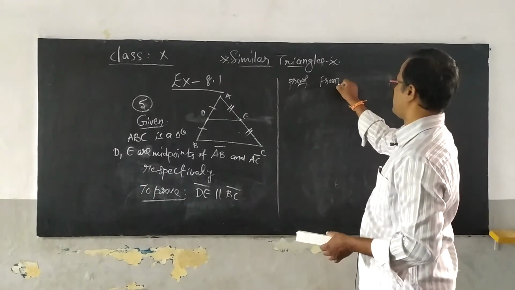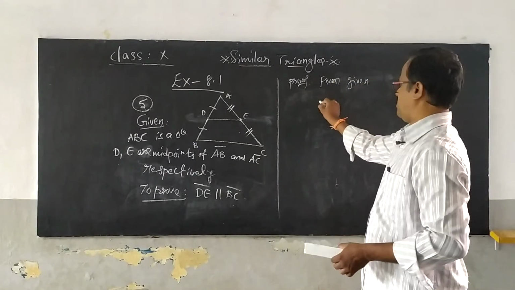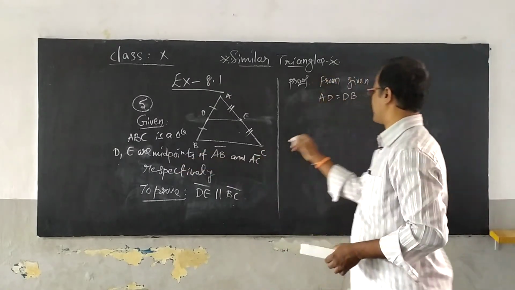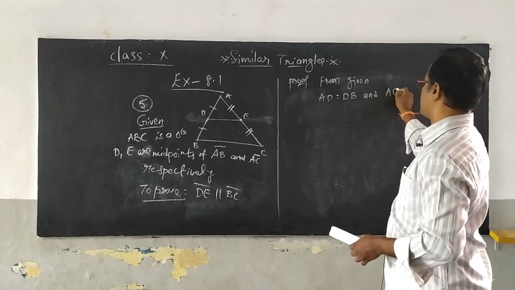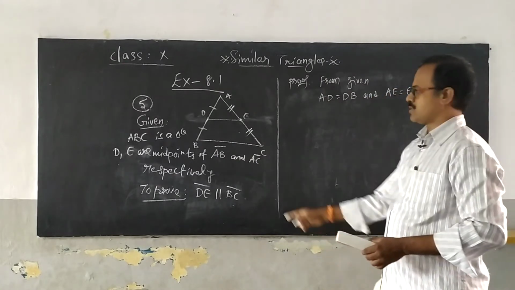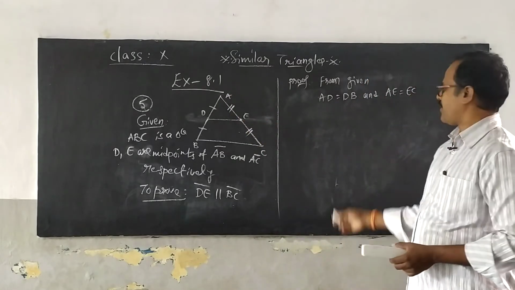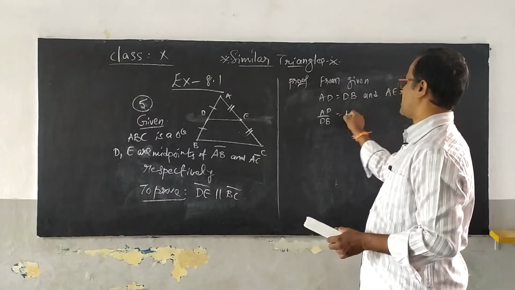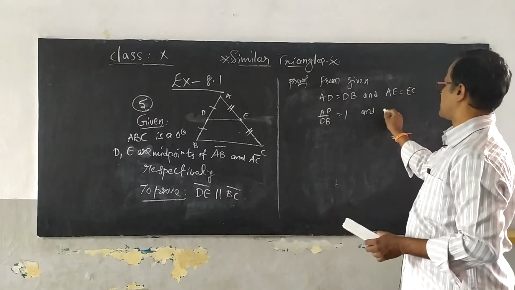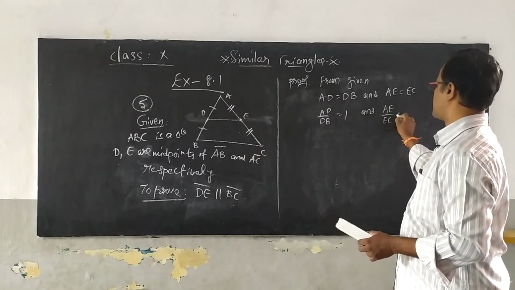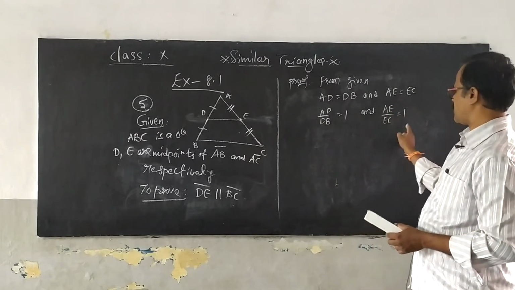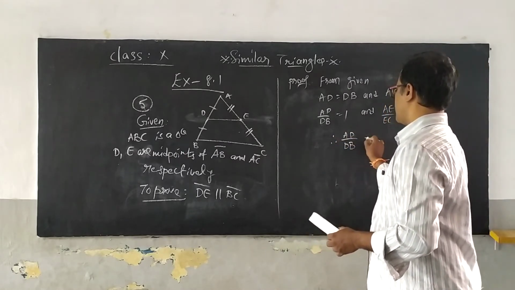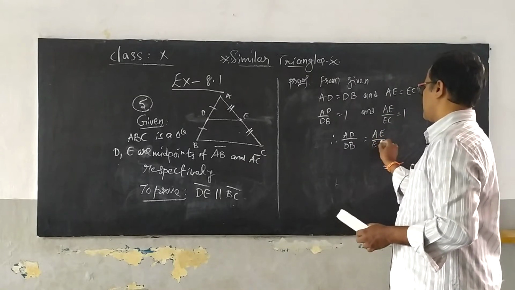So, from given, AD is equal to DB because D is the midpoint of AB, and AE is equal to EC because E is the midpoint of AC. Now, if I bring DB to the left side, it becomes AD by DB is equal to 1. Similarly, AE by EC is equal to 1. Here both ones are equal, so you can write AD by DB is equal to AE by EC.